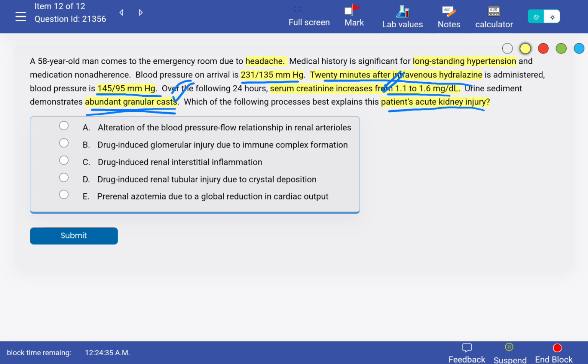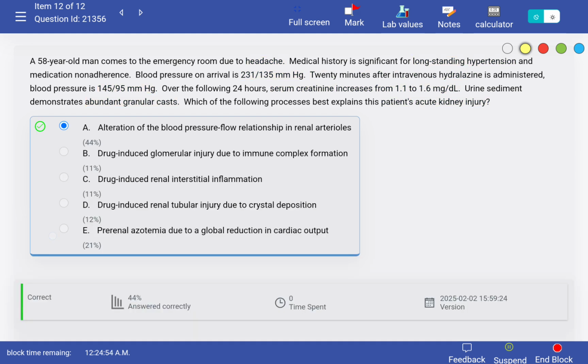Drug induced renal interstitial inflammation. Drug induced renal tubular injury due to crystal deposition. Prerenal ischemia due to global reduction in cardiac output. So pause it and give the answer. The correct answer for this question is option A. Why? Let us see the explanation.